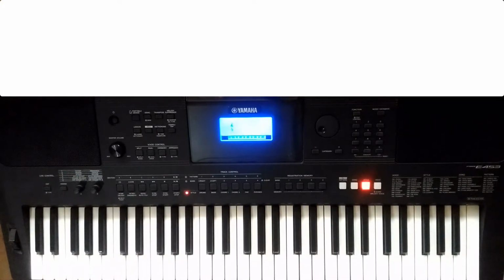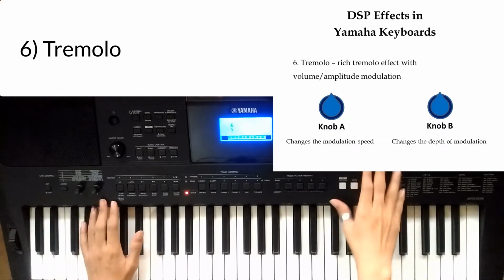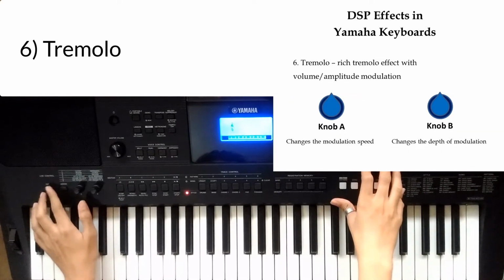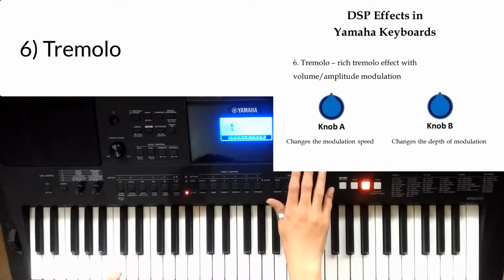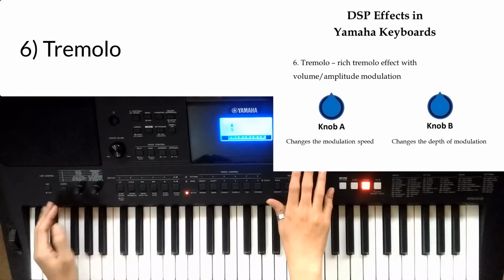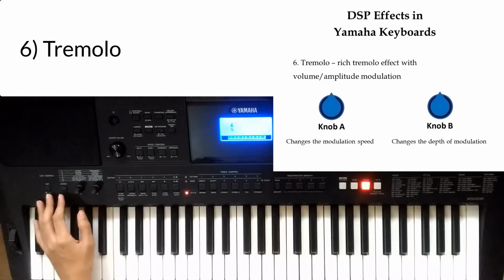Okay, so next is tremolo. So what is tremolo basically? Tremolo effect works on amplitude modulation. So basically amplitude means the intensity of the sound. It goes high and low. The sound changes very dramatically and gives a very subtle and very beautiful effect.